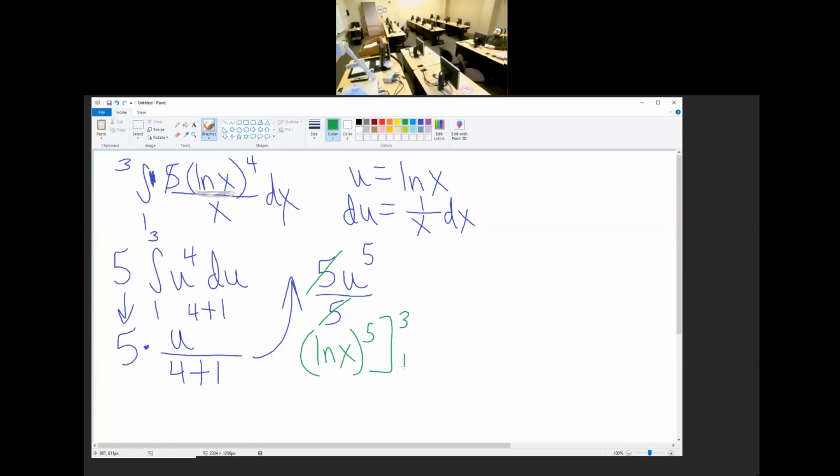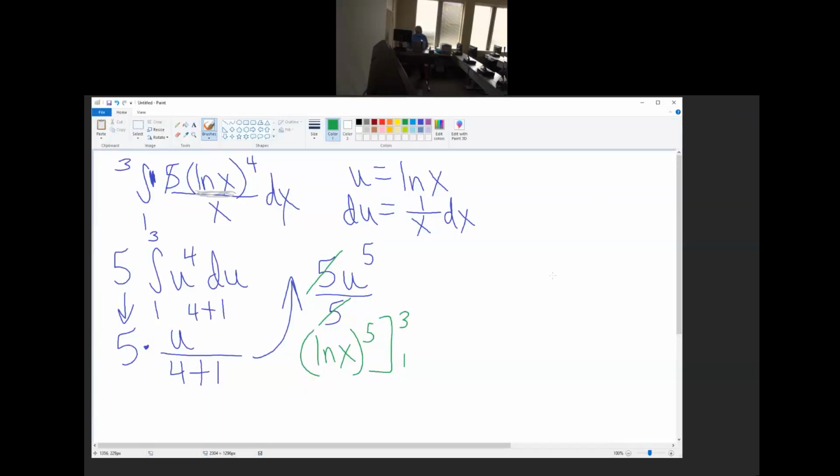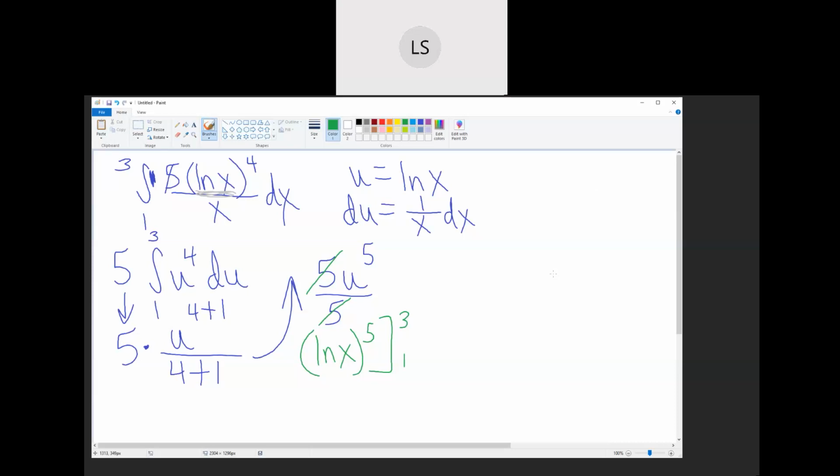Now, before we plug in our limits of integration, are there any questions, y'all, up to this point? So where did the u to the 4th come from? Oh, never mind. It's supposed to represent natural log of x to the 4th power, right? Yes.